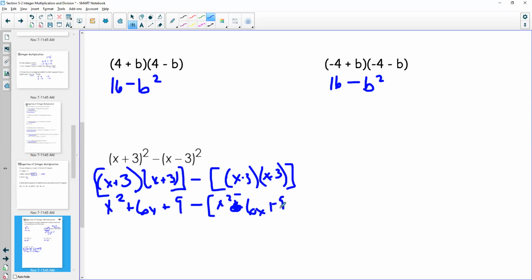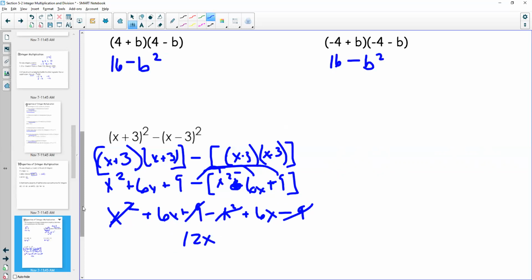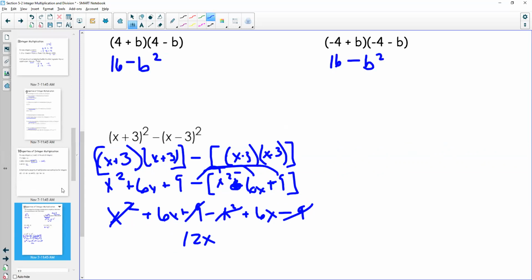plus 9. So then what we need to do to clean this up is distribute our negative, right? It doesn't cancel everything, just some. So I'm going to have x squared plus 6x plus 9, that part doesn't change, minus x squared plus 6x minus 9. So now we combine everything together. The x squareds cancel. The 9s cancel. All I get is 6x plus 6x, which is 12x. Okay, so we use the properties of integers to simplify, to distribute.